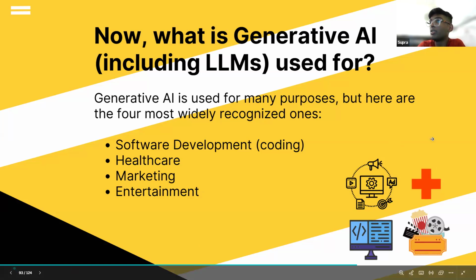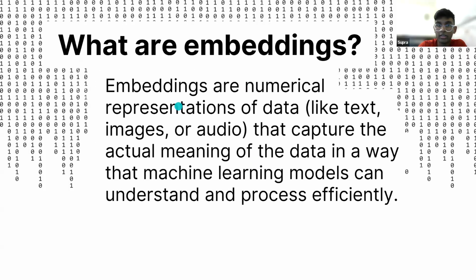Next, I'm pretty sure we have embeddings. So let's talk a little bit about embeddings. I probably should have told you this earlier, but I felt that this is a little more advanced in a very slight way, so I'm going to talk about it now instead of earlier. Embeddings are numerical representations of data, like text, images, or audio, and they capture the actual meaning of the data in a way that machine learning models can capture.